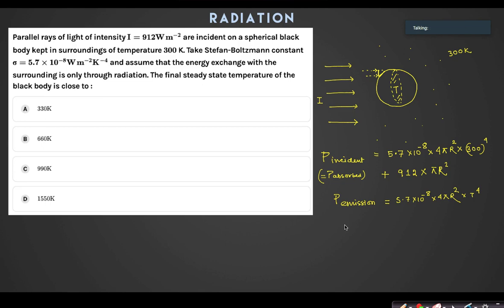So in that case, I can say 5.7 into 10 power minus 8 into 4 pi r square into T power 4 minus 300 power 4 is equal to 912 into pi r square. Right? So pi r square gets cancelled out, and I can say T power 4 minus 300 power 4 is equal to 912 divided by 4 into 5.7 into 10 power minus 8.